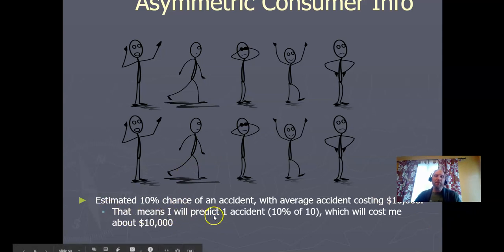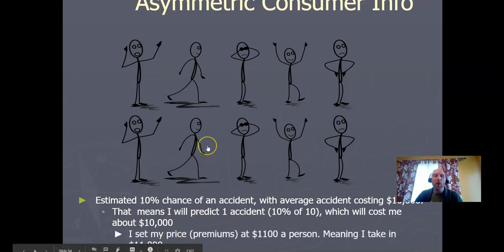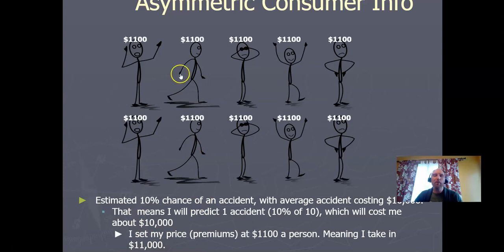All right, so again, I predict one accident, 10% of 10, and it's going to cost about $10,000 to pay out. So I'm going to set my premiums at $1,100 a person. Each one of these people is going to pay me $1,100 with the agreement that if they get into an accident, I will pay the cost of the accident. All right, that's how insurance works.